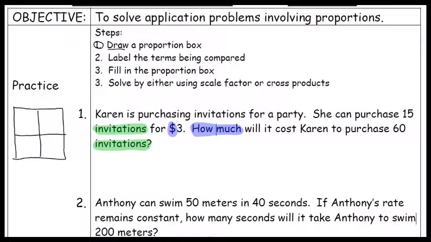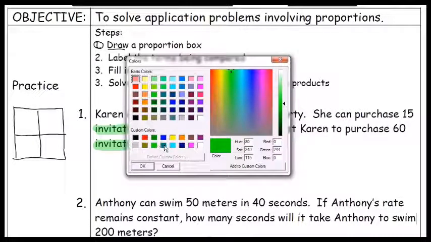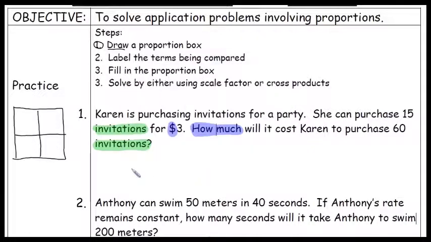First of all, let me choose a dark green color here. Okay, so invitations. I'm going to write the word INV for invitations right here. And I'm going to do the same thing on this side, invitations, because invitations and invitations have to go together. Therefore, money and money, I'm going to put on the bottom. It doesn't matter where you put the invitations or the money, as long as you keep it consistent. If you put the invitations on the top on this side of the proportion box, then you need to put the invitations on the top on this side of the proportion box too. That way you can get your information organized.